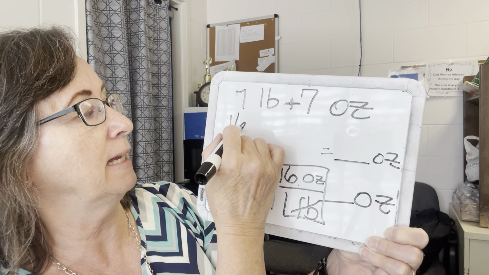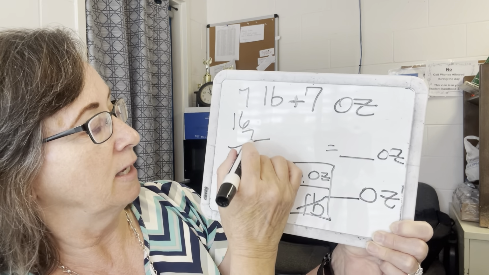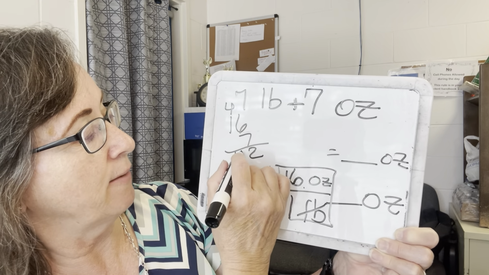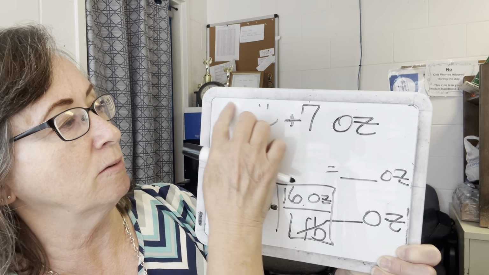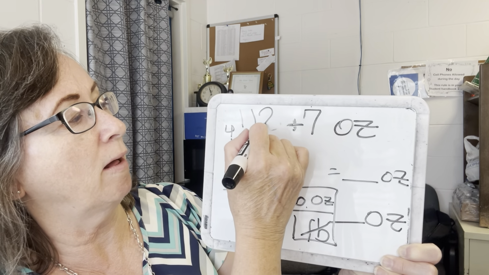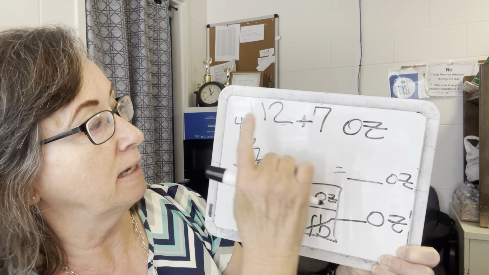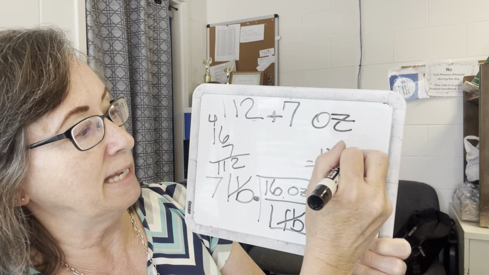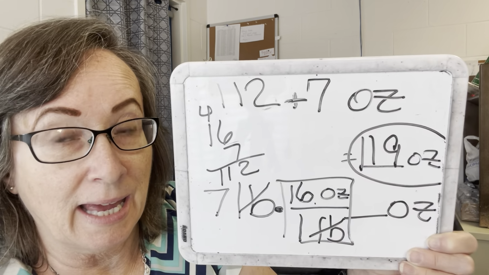So 16 times 7 is 42. 7 plus 4 is 11. So 112 ounces. So we're going to take away the 7 pounds. And we're going to make it 112 ounces plus the 7 ounces we already had. 112 plus 7 is 119 ounces was what Melody weighed at birth.